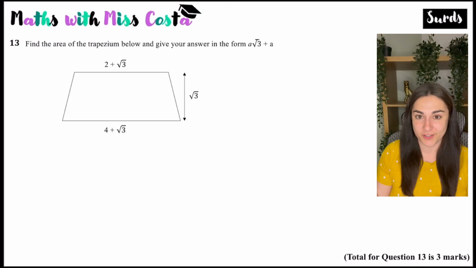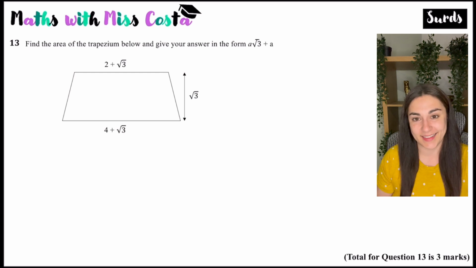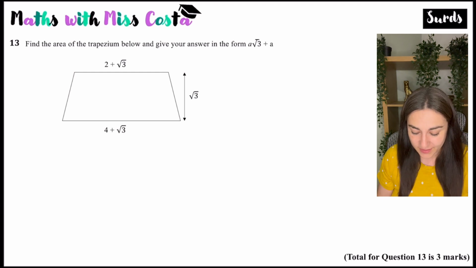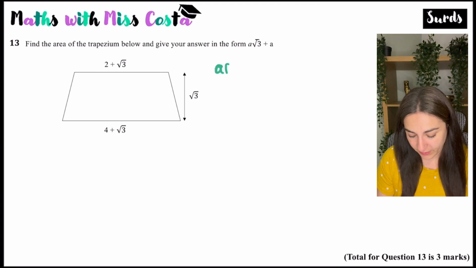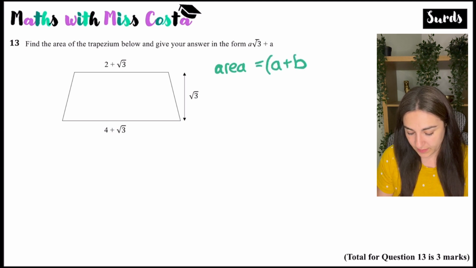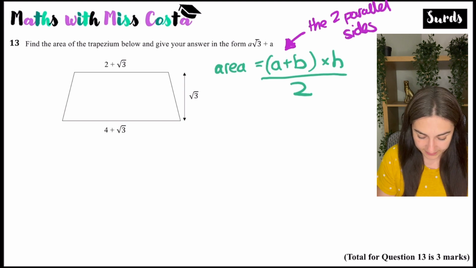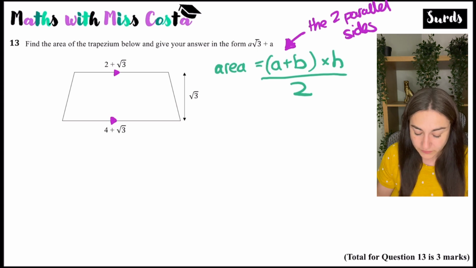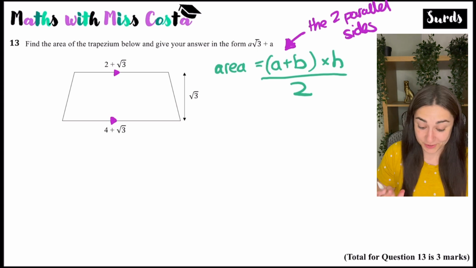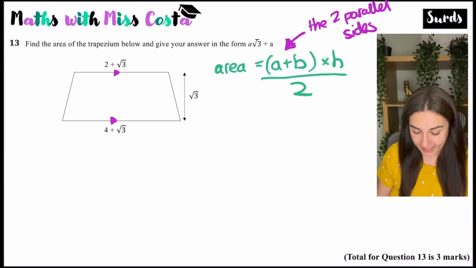Okay, so here I've been given a trapezium and its lengths have been given in surd form. So let's just recap on the area of a trapezium. The area is a plus b times by the height divided by 2. And remember that a and b, they are the two parallel sides. So you can generally identify them. Actually, this should have a little thing. They will be kind of obvious because they would have the little parallel lines, and this should have done. So the two parallel sides, and then you times it by the height.